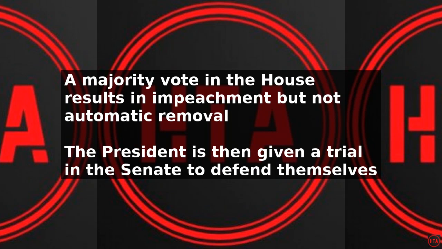The next step is a trial in the Senate, where the president is given the opportunity to defend themselves. The Chief Justice of the Supreme Court presides over the trial, and the Senate acts as the jury. A 2/3 majority vote is required to convict the president and remove them from office.